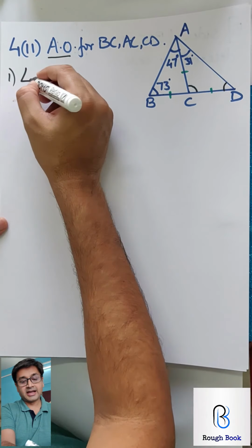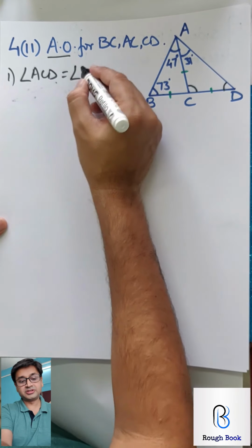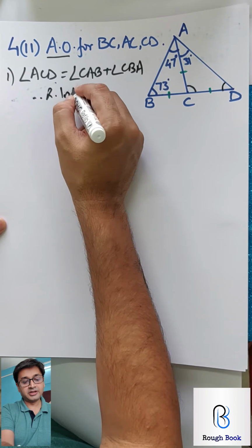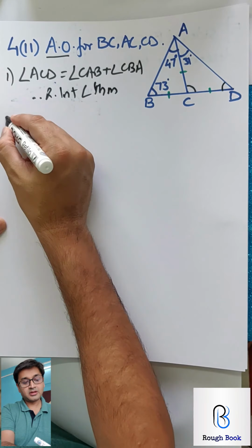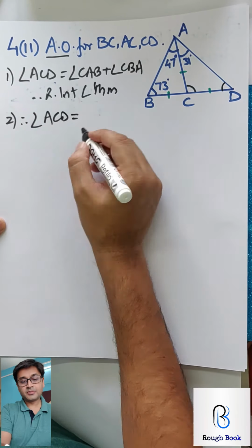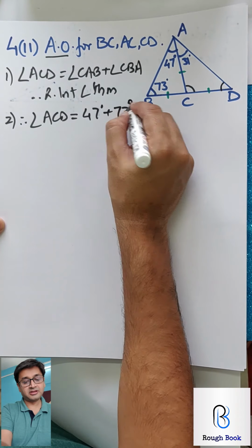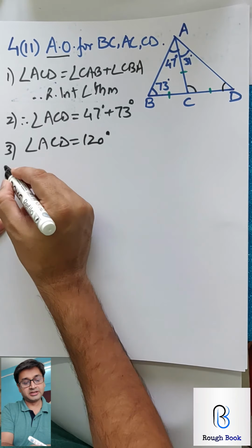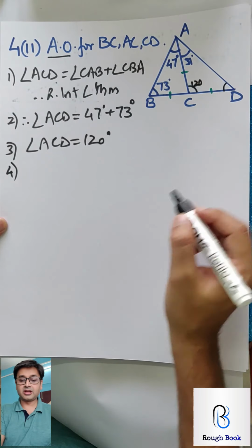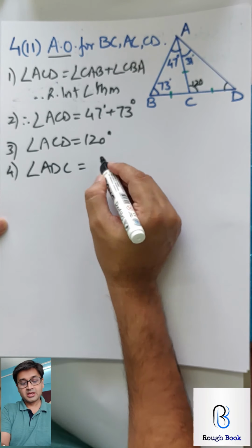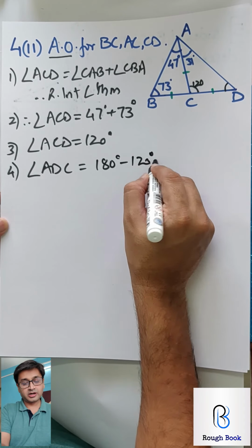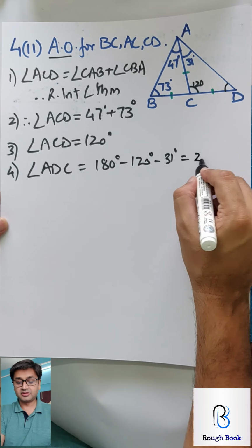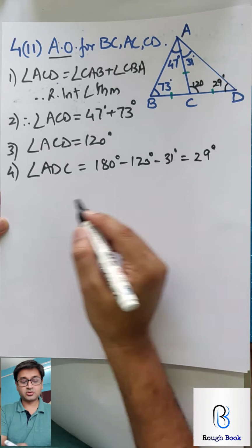So number 1, angle ACD is equal to CAB plus CBA. Reason will be remote interior angle theorem. Second, therefore ACD is equal to 47 plus 73, which is equal to 120. So I will get ACD as 120 degrees. So I managed to get this 120. Now let's get this. Therefore ADC is equal to 180 minus 120 minus 31. How much will that be? 180 minus 120 is 60, 60 minus 31, so 29. So I will get this as 29.